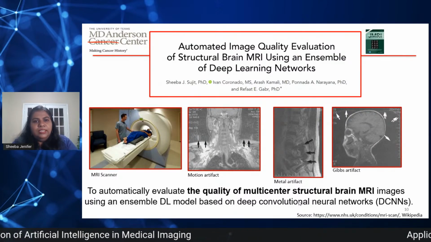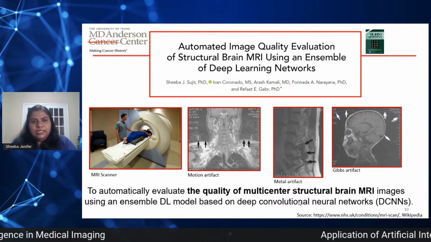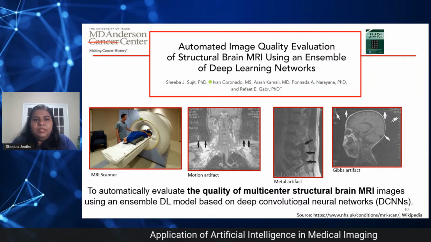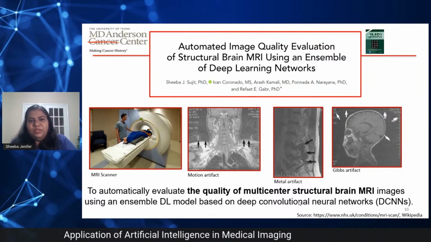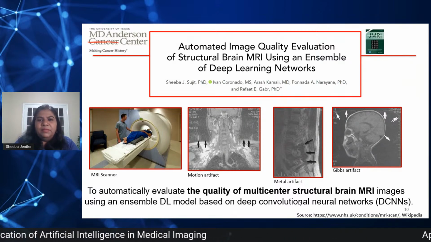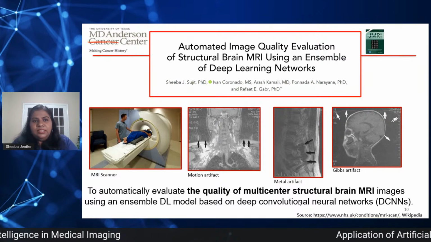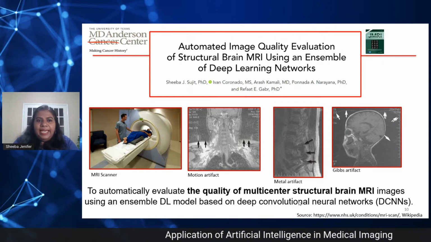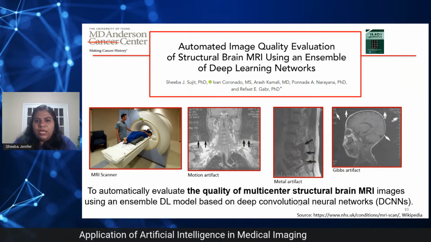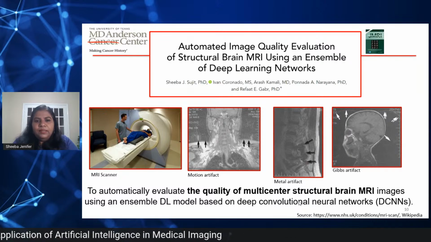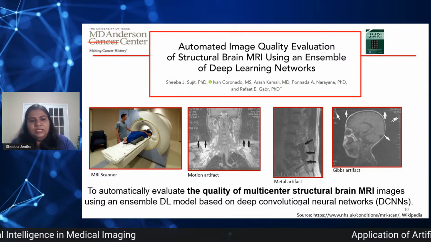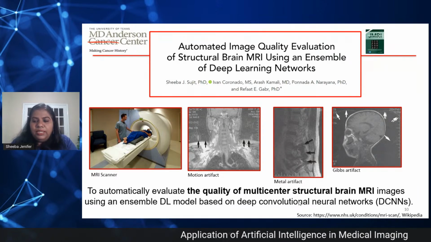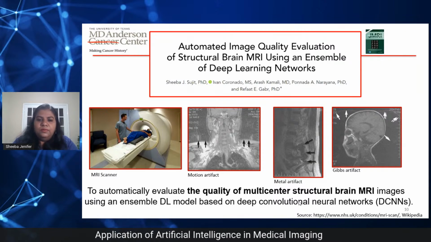As I told you earlier, today we will discuss one of my previous projects named Automated Image Quality Evaluation of Structural Brain MRI using an ensemble of deep learning networks. As the title goes, it's a research project which aims to detect the image quality of a brain MRI. So what's the problem here? This research has been taken up so that we can improve the clinical workflow.